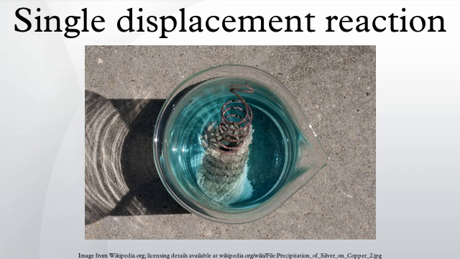For example, a reaction between silver nitrate, AgNO3, and zinc, Zn, forms silver, Ag, and zinc nitrate, Zn(NO3)2. 2AgNO3(aq) + Zn(s) → 2Ag(s) + Zn(NO3)2(aq).